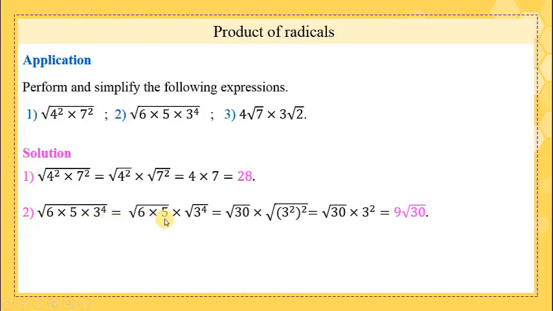Number 2, radical 6 times 5 times 3 to the power 4. This is equal to radical 6 times 5 alone times radical 3 to the power 4 alone. So this is equal to radical 30 times radical 3 to the power 4. We can write it as 3 to the power 2, all of it to the power 2. And this is equal to 3 times 3 square, and the final answer is 9 radical 30. Number 3, 4 radical 7 times 3 radical 2. This is equal to 4 times 3, we multiply it, and radical 7 times radical 2 becomes radical 7 times 2, and the final answer is 12 radical 14.